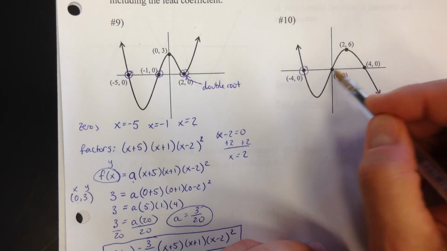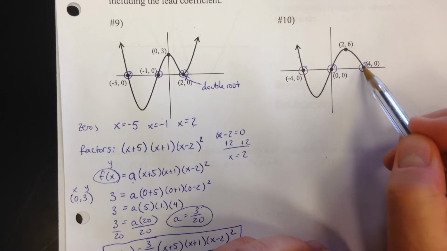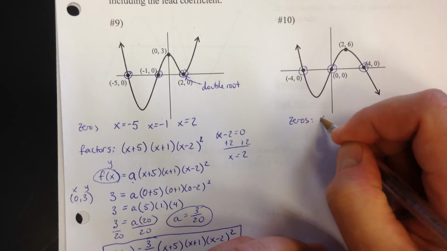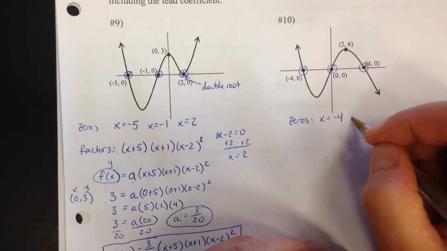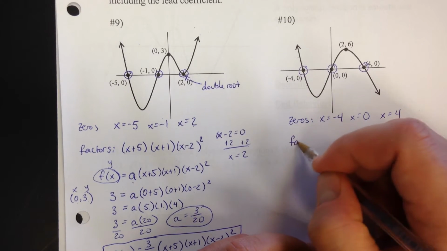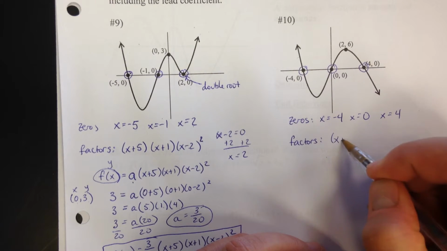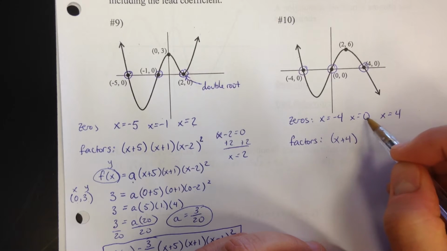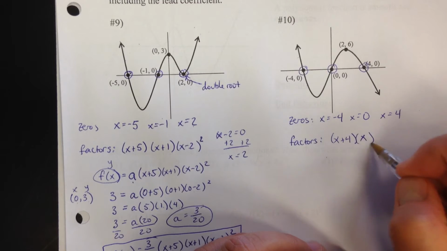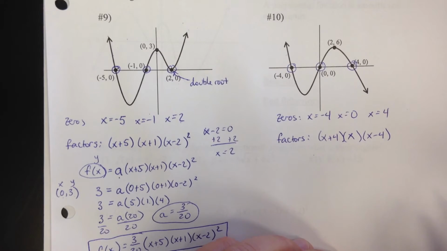We have 3 zeros. Now notice that none of these are going to be double zeros, because each one goes through the x-axis and it keeps going. So the zeros, we have x equals -4, x equals 0, x equals +4. So the factors, if the 0 is x equals -4, then the factor was x plus 4. Now, x equals 0, the factor would just be x. And then x equals 4, the factor would have been x minus 4.